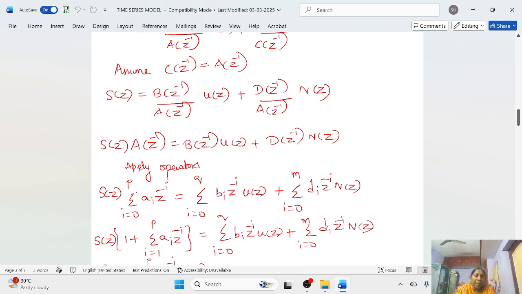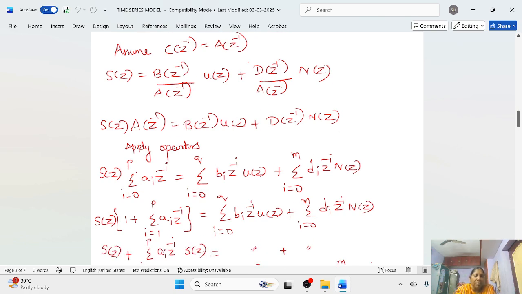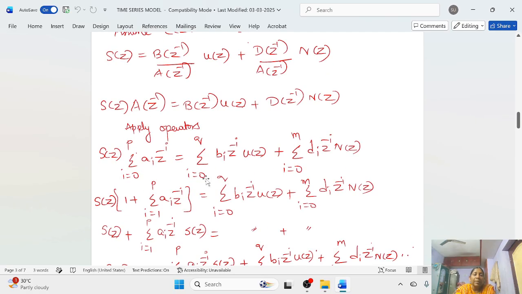Now we have to define the operators here. So S of Z will be as such. And for A of Z inverse, when you define the operators, it is summation I equal to 0 to P, AI Z power minus I. This is equivalent to B of Z inverse. When you define the operators, it is summation I equal to 0 to Q, BI Z power minus I into U of Z, plus summation I equal to 0 to M, DI Z power minus I, N of Z. So this is the equation you will get.